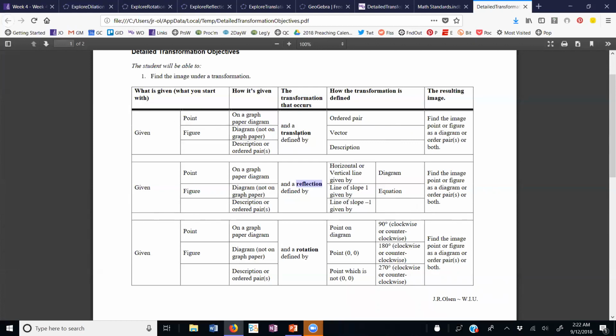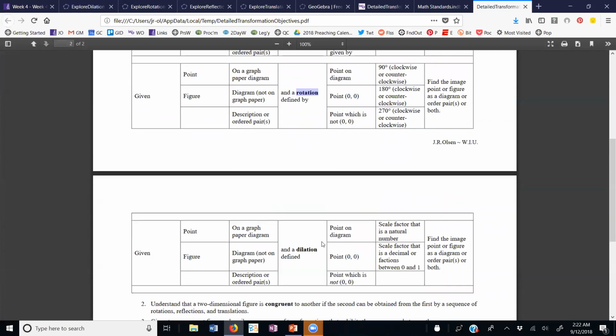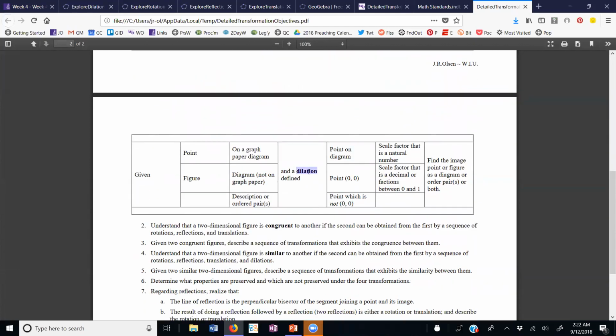Similarly, for translations, rotations, and dilations. So we're going to be discussing this and posing some questions, and I hope you pose some questions in the discussion area.